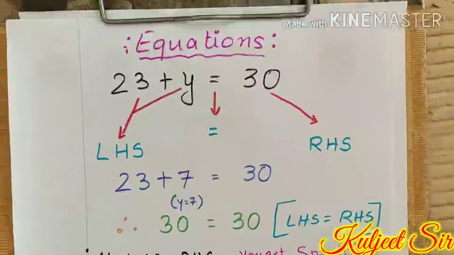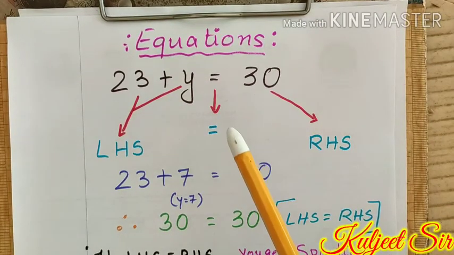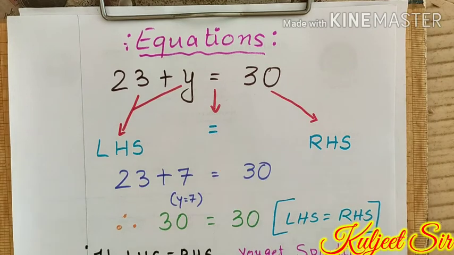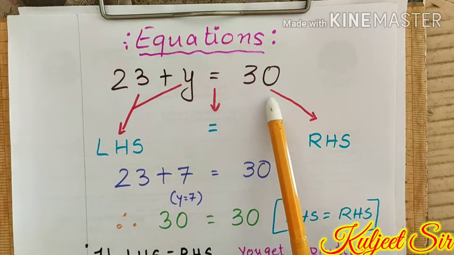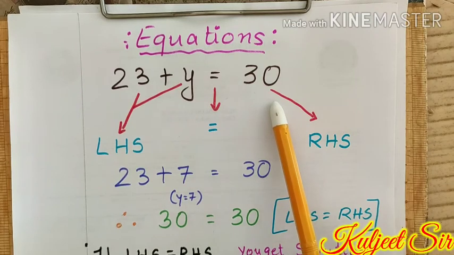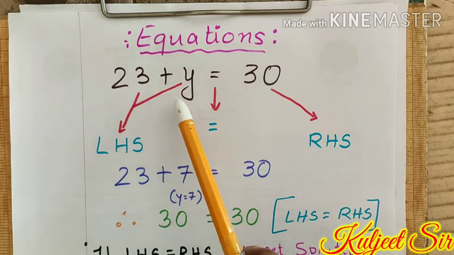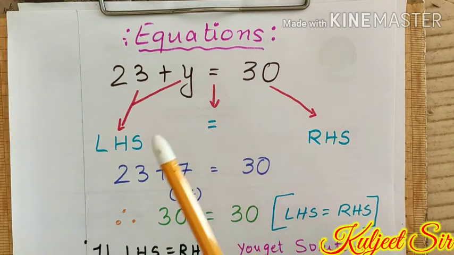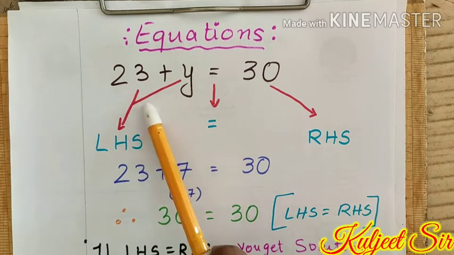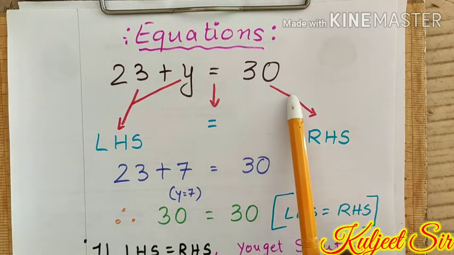Okay students, now we'll move down to the last topic that we have to be dealing with. We'll just have a brief introduction about equations. See, I have written this algebraic expression, you can see it on my screen. It is 23 plus y, which gives me 30. Now this algebraic statement, 23 plus y is equal to 30, is called an equation.